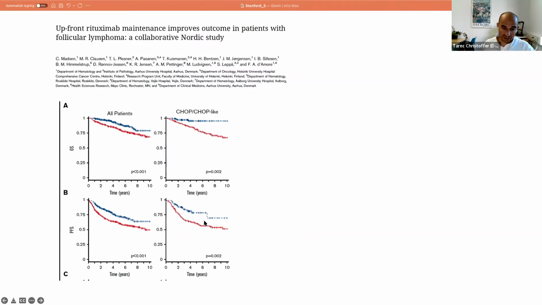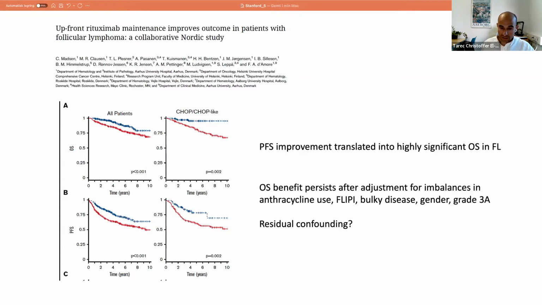This is also the case when you restrict it to the CHOP-like group. And it's actually a quite significant overall survival benefit when you look at the PFS difference, which is in the same magnitude. So it's quite unusual that a PFS difference of this size translates into such a significant overall survival difference. And this, of course, also persisted after adjustment for what you can adjust for when you use the clinical database. We have the lymphoma database, but you can question if there could be some residual confounding here.